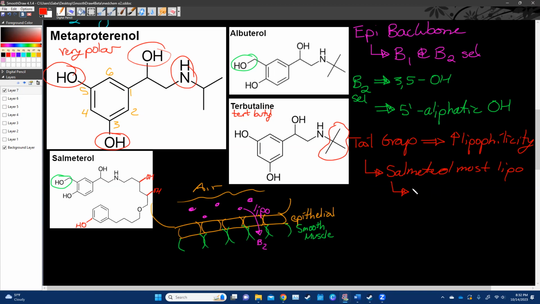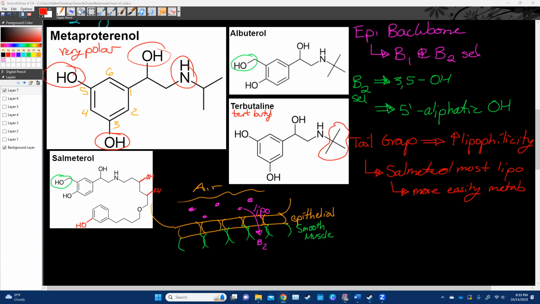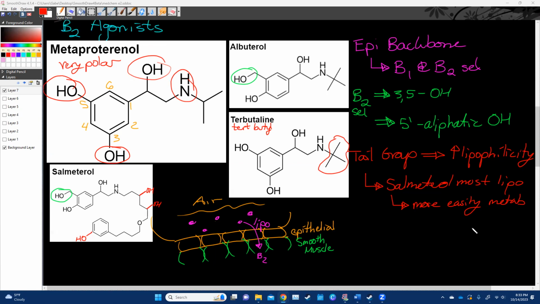So even though we have a drug that is very, very good at getting to where it needs to go, salmeterol, unfortunately, is easily metabolized. Any questions about that? Does that make sense? All right.